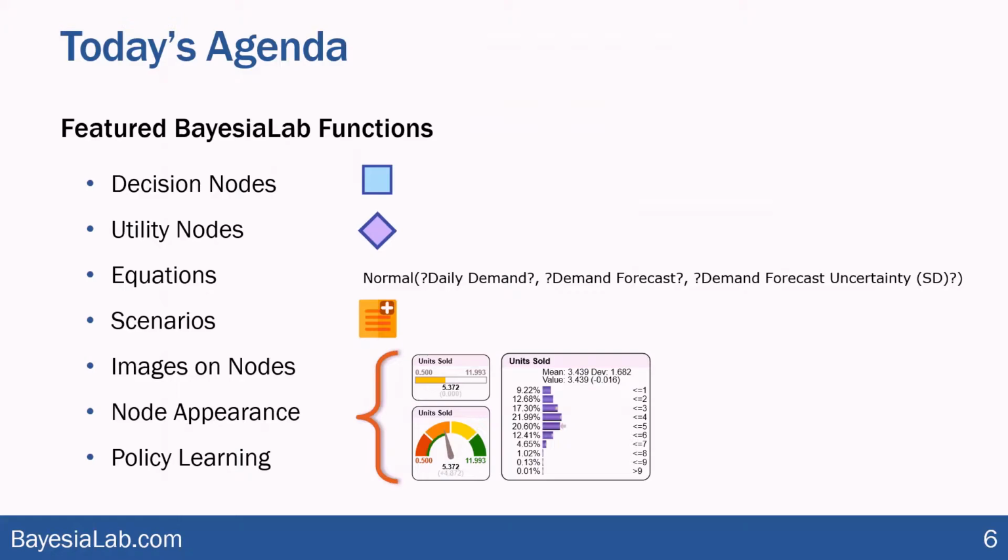And as we go through the example and the case study, you may see several new features of, well, not new features in BayesiaLab, but perhaps new to you, such as decision nodes, utility nodes, equations, scenarios. And then here's actually something new, and that is we can now be a lot more differentiated in the way nodes appear in BayesiaLab. We can show monitors directly on nodes. Those were some of the things that were introduced with BayesiaLab version 8.